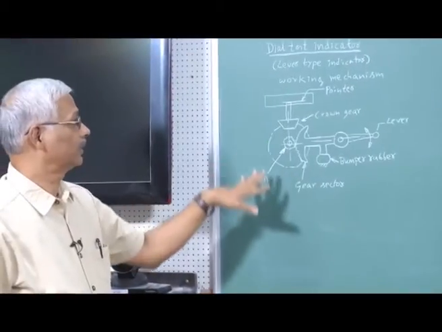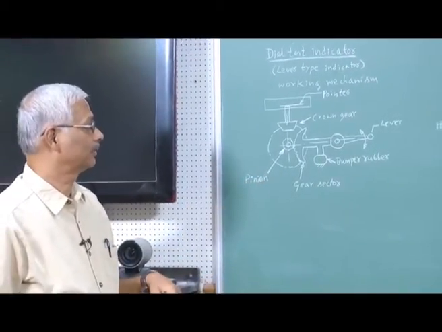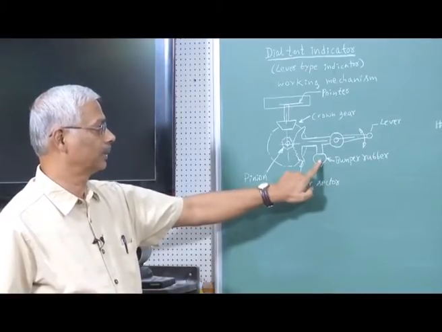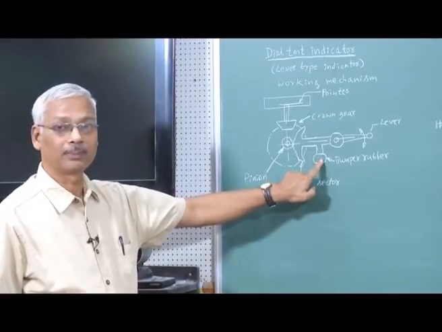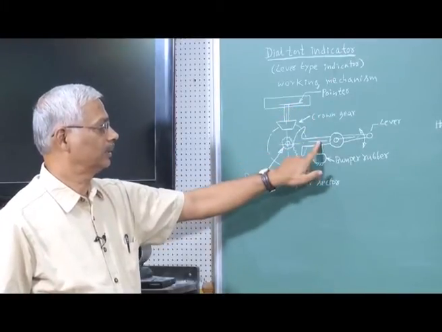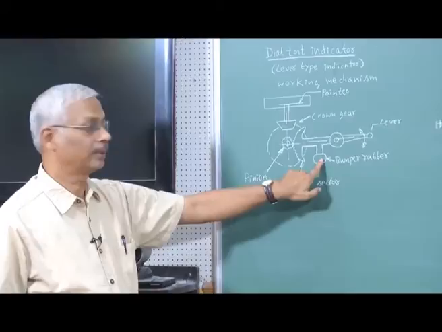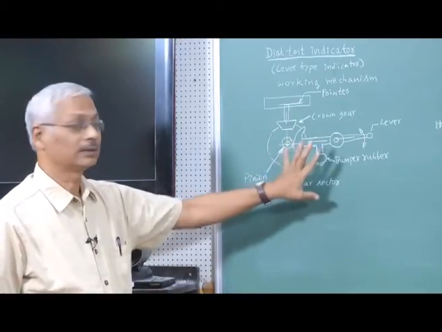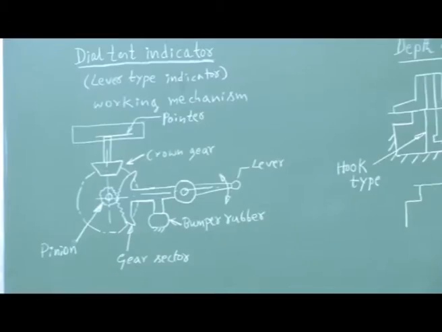So, this is the working mechanism of the dial test indicator, and you can also see there is a bumper made out of rubber. In case the lever moves beyond the limit, it will come and hit the rubber bumper, and it will prevent damage to the internal mechanism.